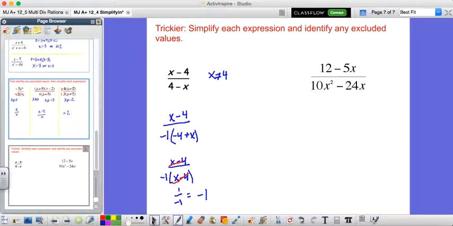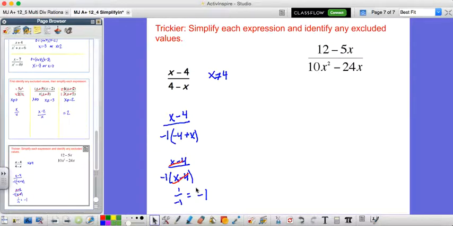Let's look at another example. I'm going to give us some more room here. We have 12 minus 5x divided by 10x squared minus 24x. Well, the first thing we want to do is factor the top and bottom. The numerator can't be factored anymore, so we're still left with 12 minus 5x. But in the denominator, we have 10x squared and negative 24x. We could factor out a 2. We could also factor out an x. So now we're left with 5x minus 12 after we factor out 2x from each of those.